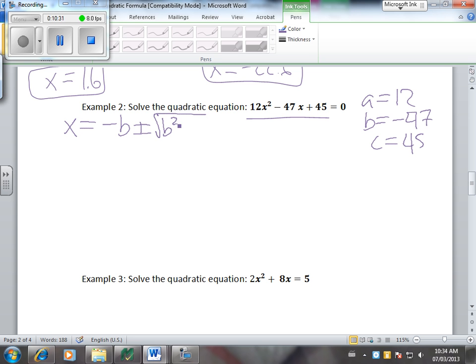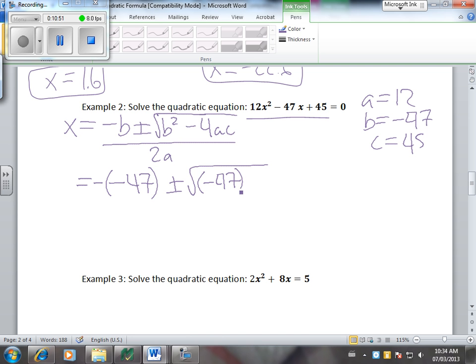Square root of b squared minus 4ac over 2a. So again, be careful with your signs. So we have negative b. My b is negative, so I have to put negative and a negative, so it'll end up being positive. Plus or minus negative 47 squared, and a negative number squared becomes positive. Minus 4 times 12 times 45. And that's all over 2 times 12.